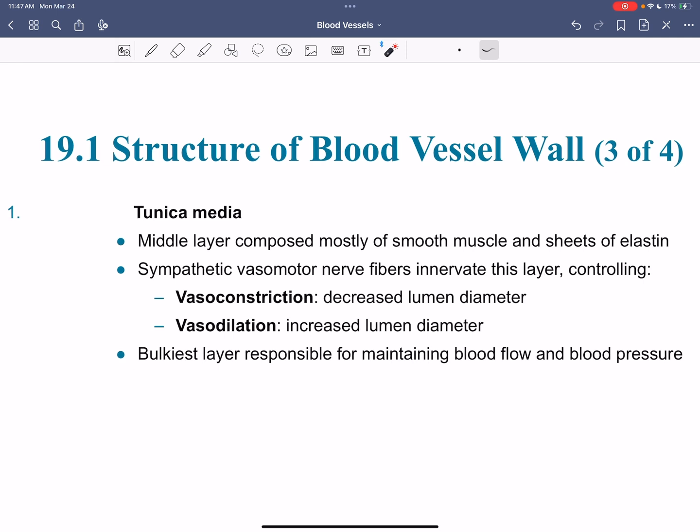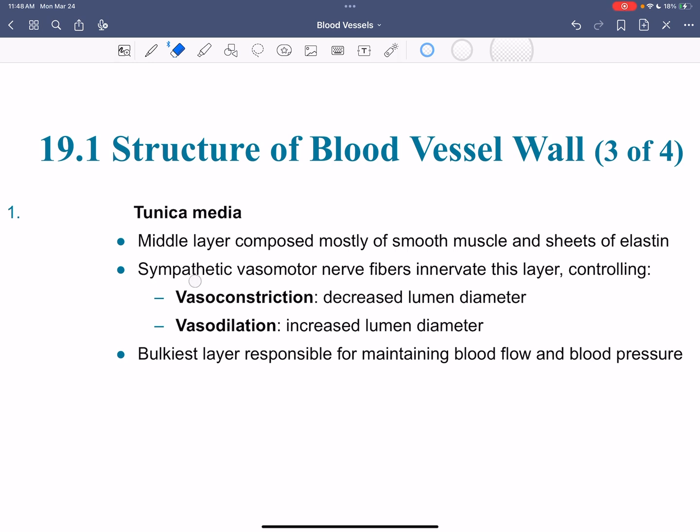Let's go to tunica media. This is a middle layer composed mostly of smooth muscle, plus there are sheets of elastin. Because remember, when we're in the arterial system, we will have pulsatile flow, fluctuations in pressure, especially when we're near the heart. And we need that flexibility in blood vessels, all the blood vessels.